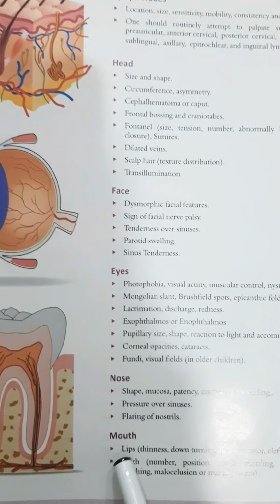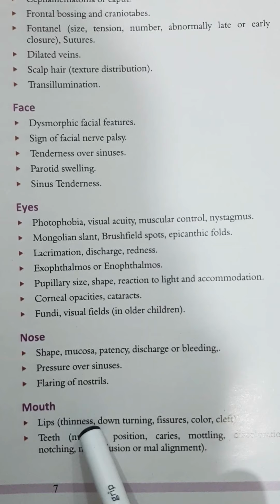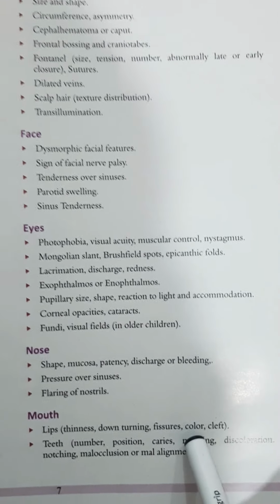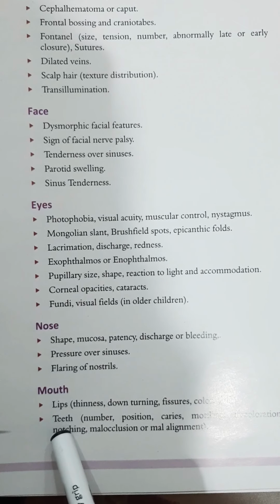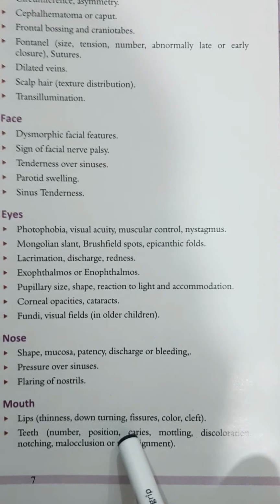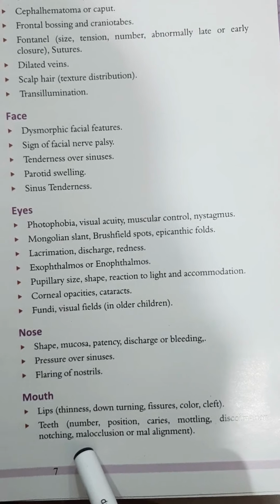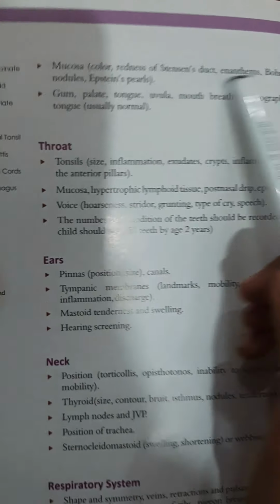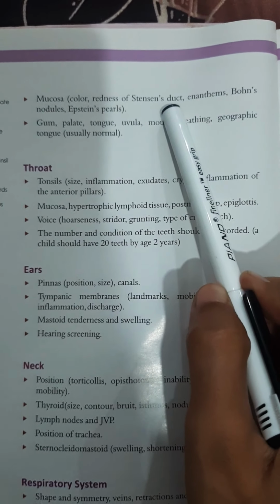In the mouth, first of all we will observe the lips, and we can check the thinness, downturning, fissures, color of the lips, and the cleft, if any is present. Then we will see the teeth. We will check the number, position, caries, mottling, discoloration, notching, or malocclusion or malalignment of the teeth. Then we can check the mucosa, and we will see the color and redness.